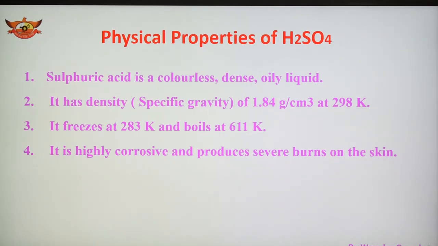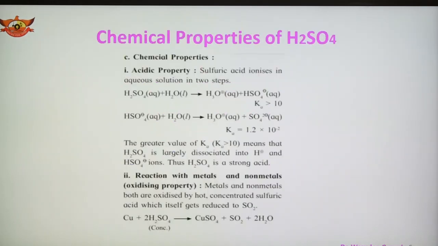It is very dangerous, so we have to handle it very carefully. If you are handling concentrated sulfuric acid, you should not touch it to your skin, because it is highly corrosive and can burn the skin. Many accidents have already taken place in the laboratory when people were not careful. So we should take care when we are handling concentrated sulfuric acid. These are some physical properties of sulfuric acid.